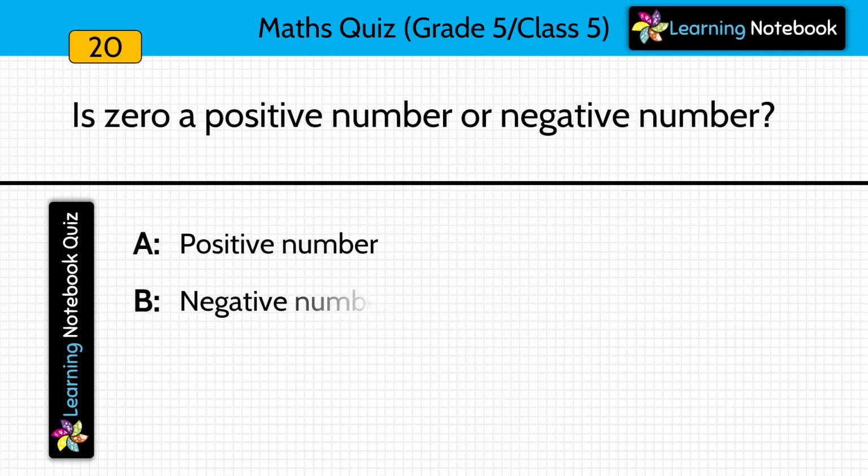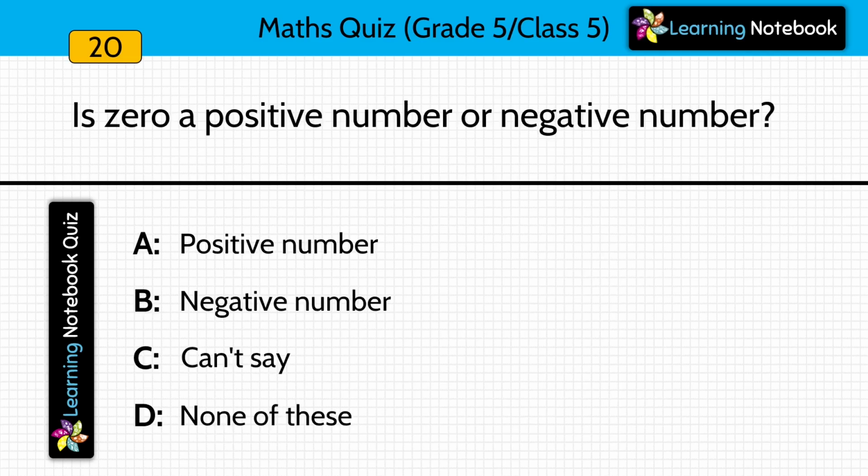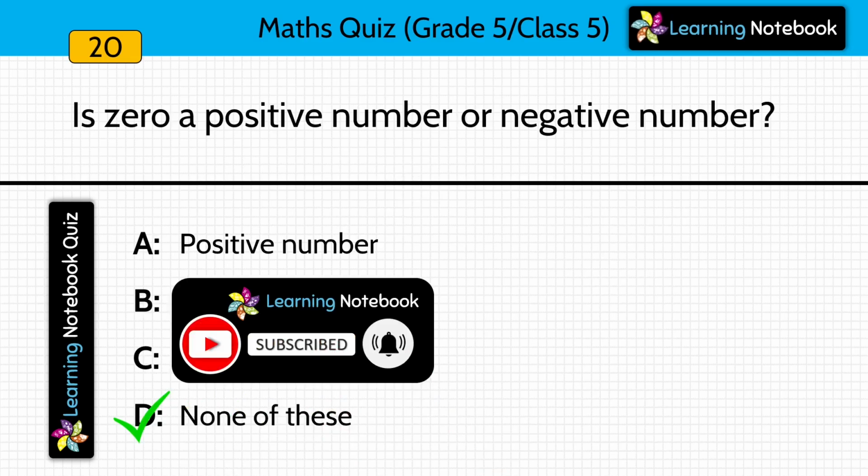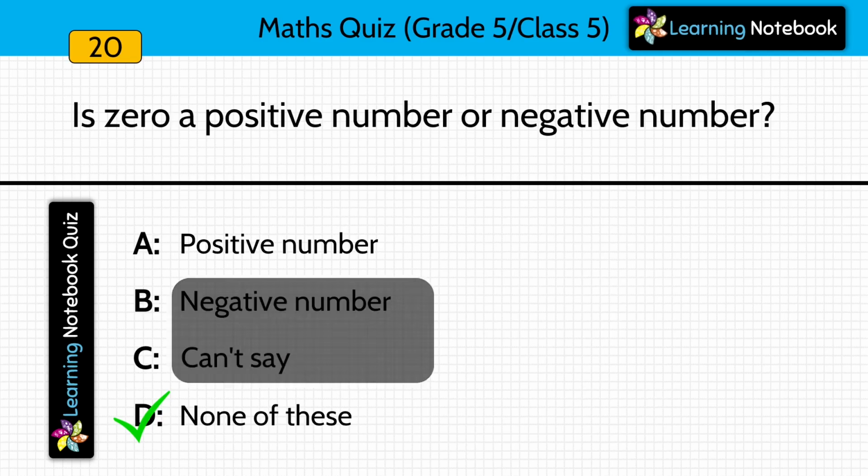Is 0 a positive number or a negative number? Answer is none of these. 0 is neither considered as a positive number nor a negative number.